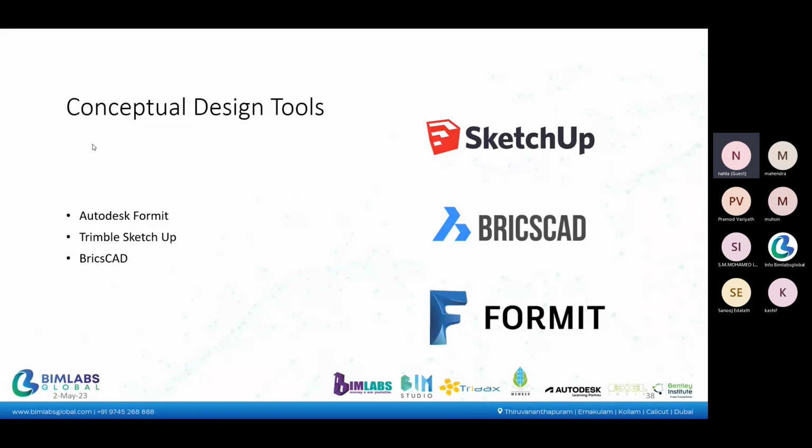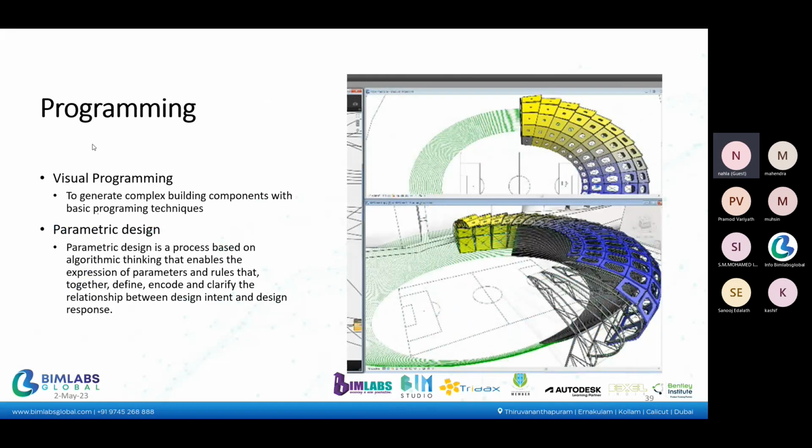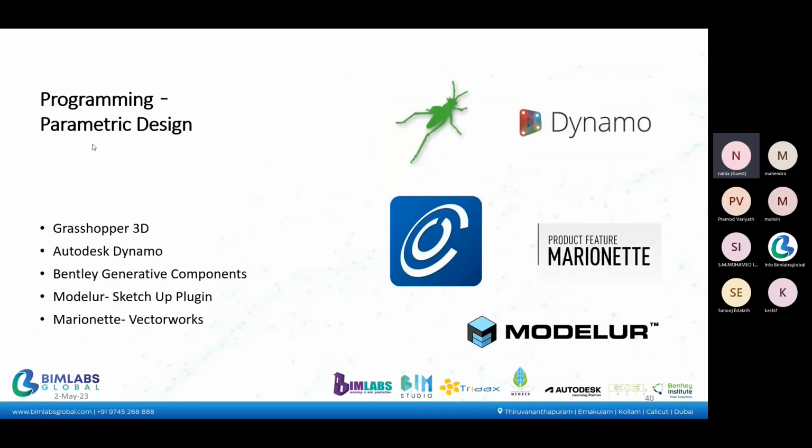The conceptual design is usually done using SketchUp, Rhino, and AutoCAD. Then I told you about the programming part. We could create models using programming, by certain algorithms. By using basic programming techniques, we could create complex building components. So these are the softwares that help in programming: Grasshopper, Autodesk Dynamo, and many generative components. These are the various softwares that help in modeling buildings using programming.